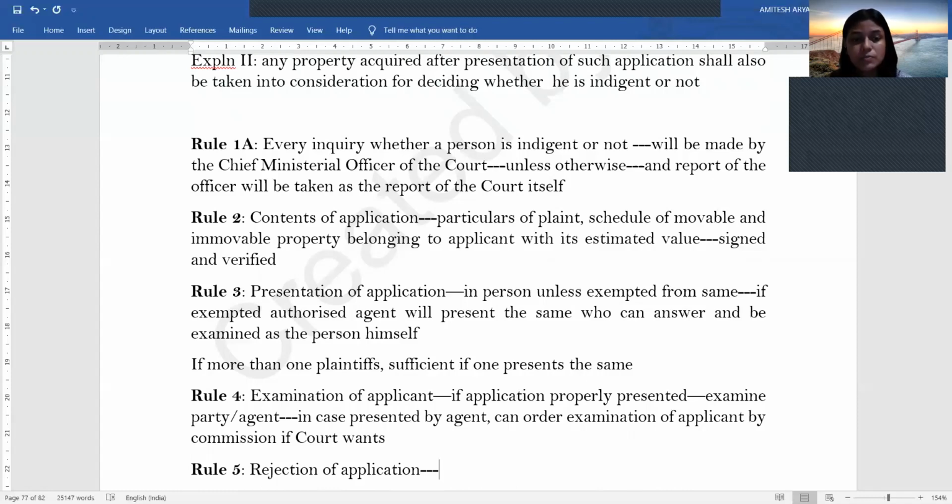Now, the presentation of the application shall be done in person, unless you're exempted from personal appearance under any other provisions of the court. In that case, an authorized agent will present the same, and he should be able to answer questions, or he should be accompanied by a person who will be able to answer the questions relating to the same.